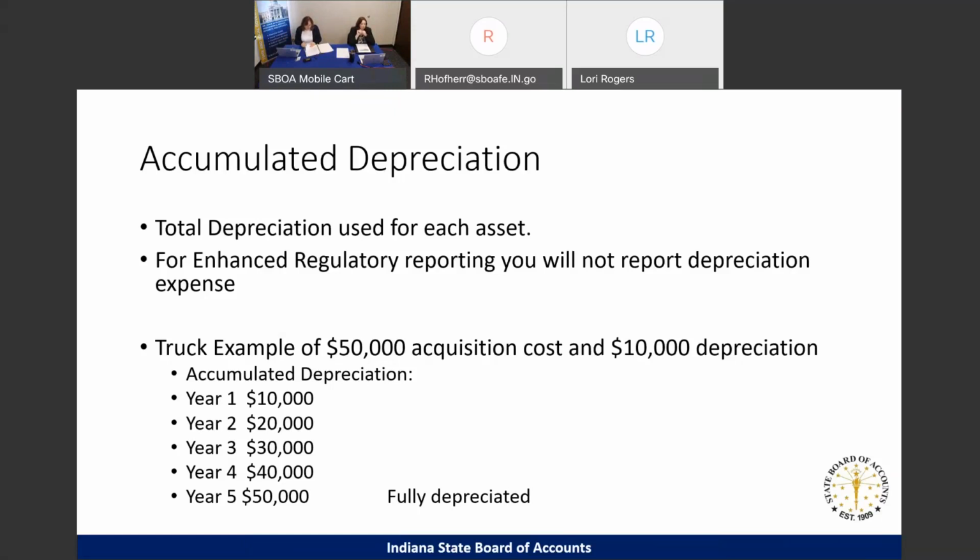Okay, y'all with me? So your accumulated depreciation schedule is the summary of this calculation for each of the assets in your capital asset detail, with the exception of land and construction work in progress, which don't have depreciation. But for every other asset that you have in that detailed listing, you're going to have a calculation like this.